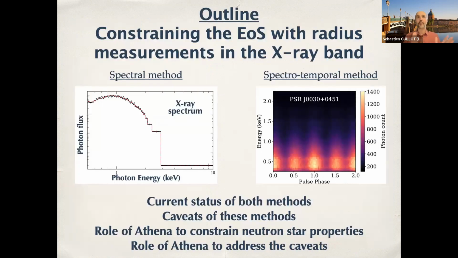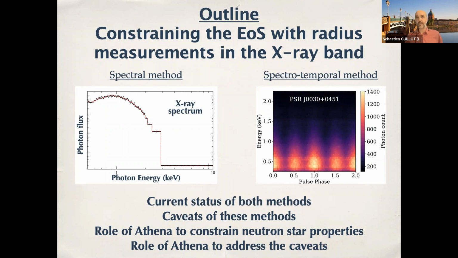So here's the outline. I have two main topics. Our first one will be constraining the equation of state by measuring the radius using a purely spectral method, so fitting X-ray spectra to deduce the size of the neutron star and the radius.